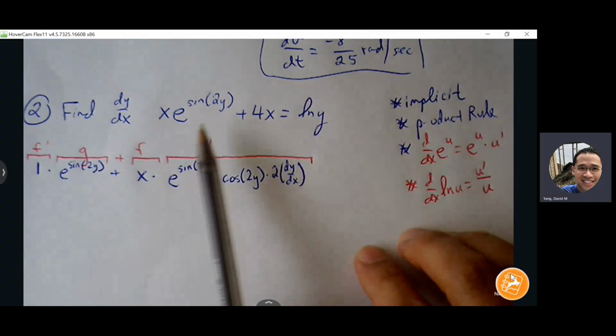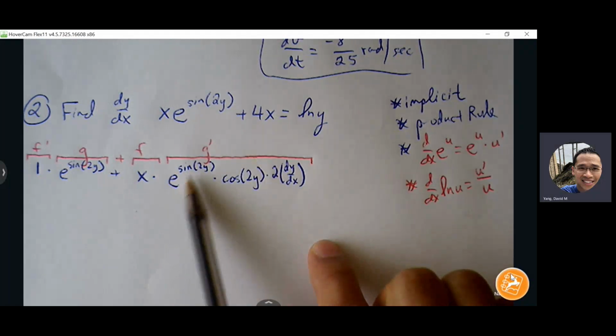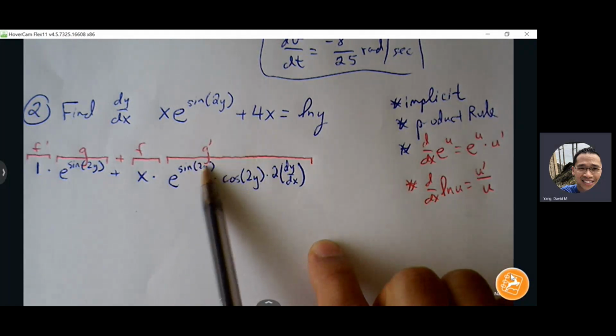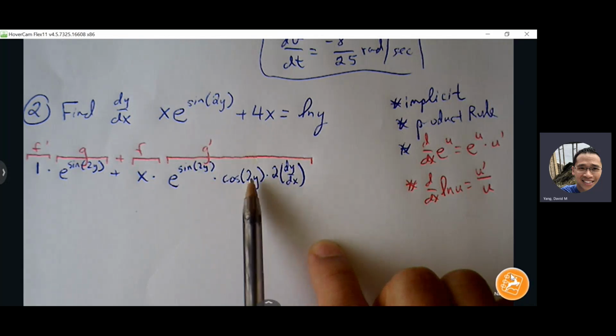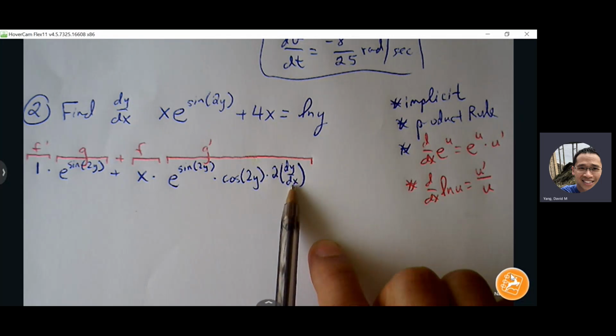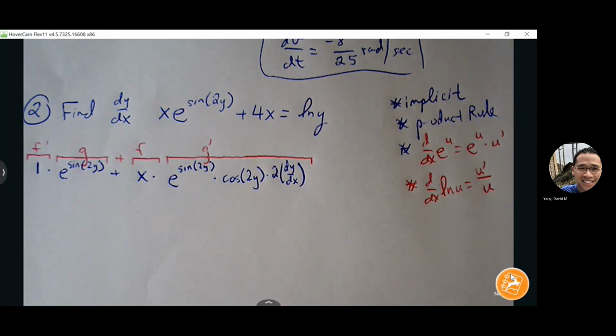Okay, so again, let me recap here. This is a lot going on. So e to the u becomes e to the u times u prime. u prime is the derivative of sine of 2y. Sine of 2y becomes cosine of 2y times u prime. u prime is the derivative of this parentheses, and this parentheses becomes 2, but we're asking for y's derivative, so we also need that dy/dx. Okay, are we okay with that? That's the really messy part.